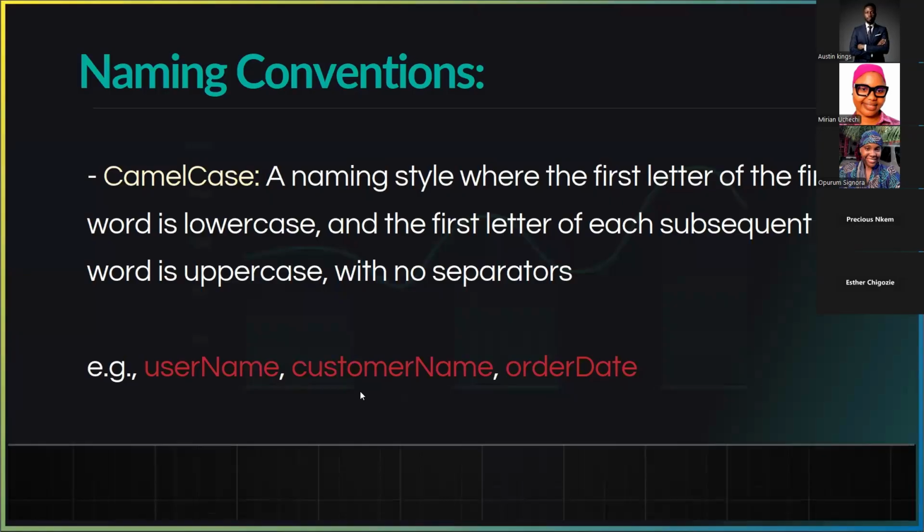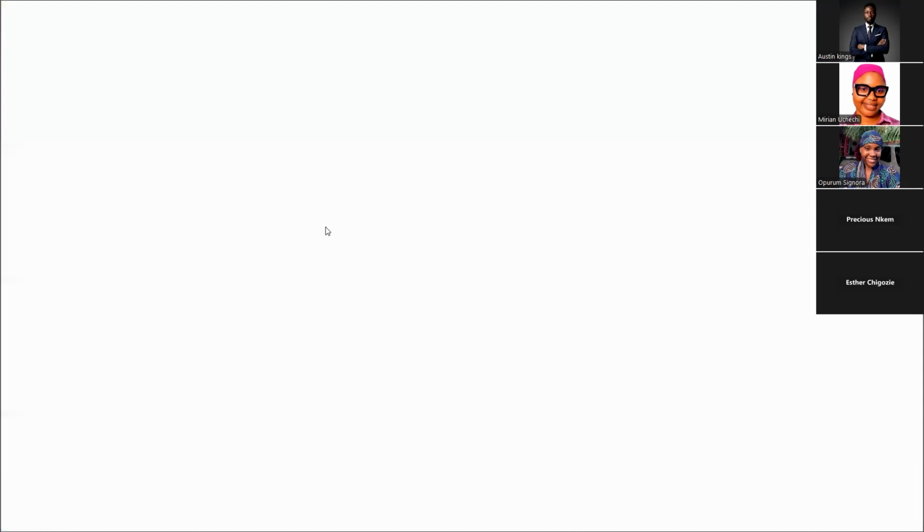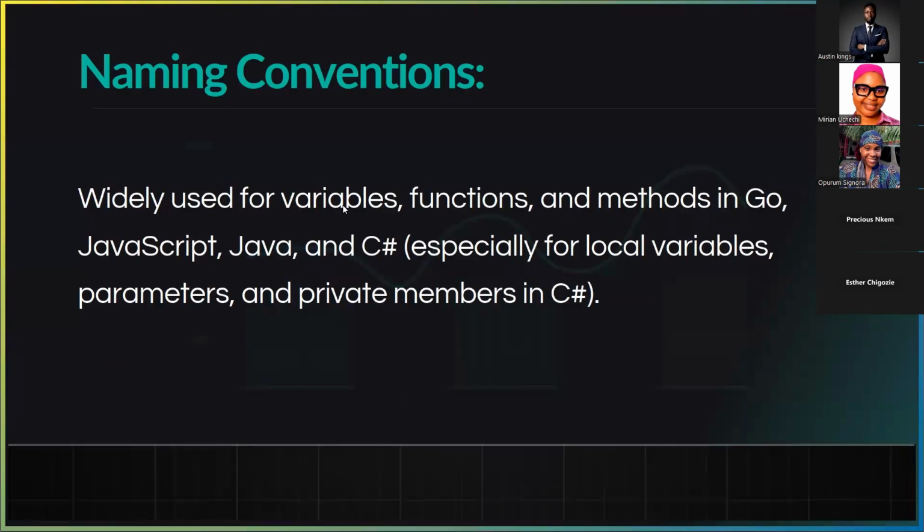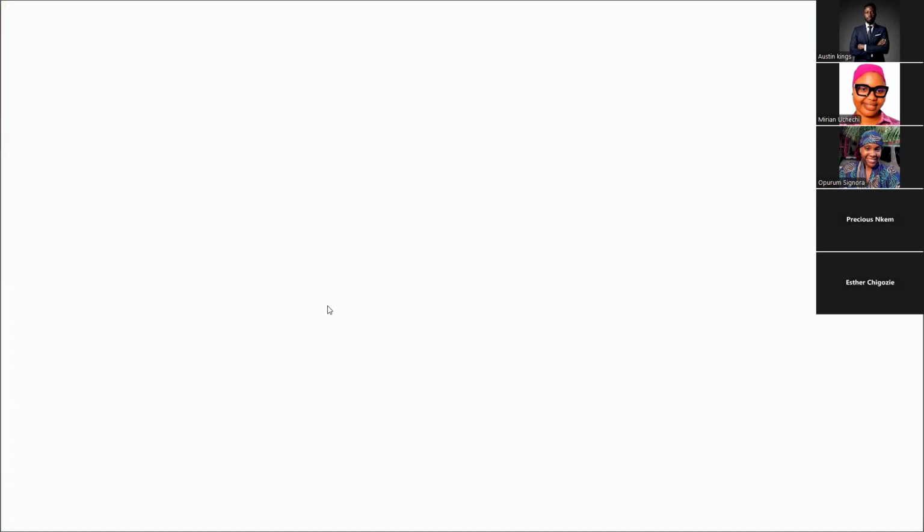So when you're working in Power BI, you get to see this a lot, and in Python and other things. I think I have some slides right here. So it's widely used for variables, right? Functions and methods in Go, JavaScript, Java, C, parameters and private members. So just like that, it's used there.